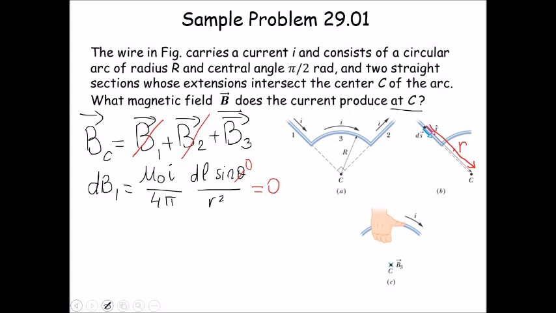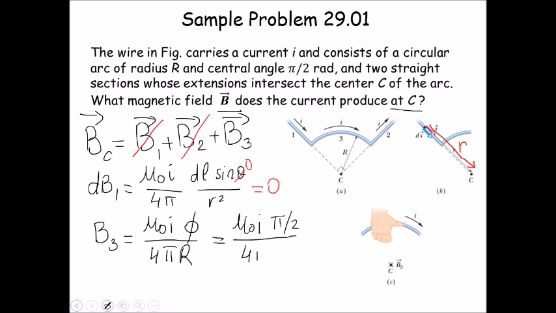All right, we just saw the expression before. B3 is just mu 0 I phi over 4 pi r. What is phi? That's 90 degrees, but be careful, we write phi here in radian. So what is 90 degrees in radian? It's pi over 2, over 4 pi r. And this will give you mu 0 I over 8 r. That's the magnitude of our net field at point C.